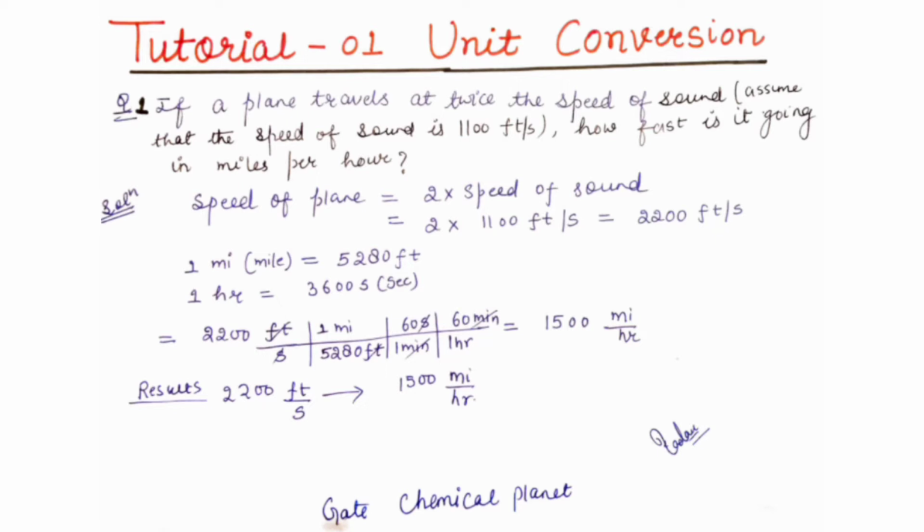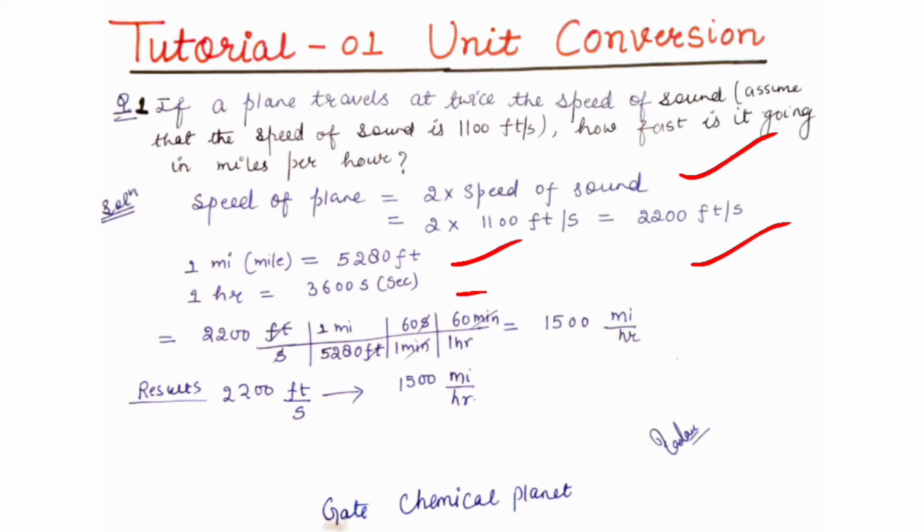As already given in the question, the speed of the plane is equal to 2 times the speed of sound, so it will be equal to 2200 feet per second. And we all know that 1 mile equals 5280 feet, and 1 hour equals 3600 seconds. Now we will use 1 mile and 1 hour to convert feet per second into miles per hour.